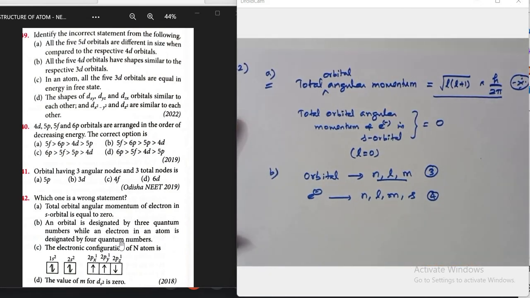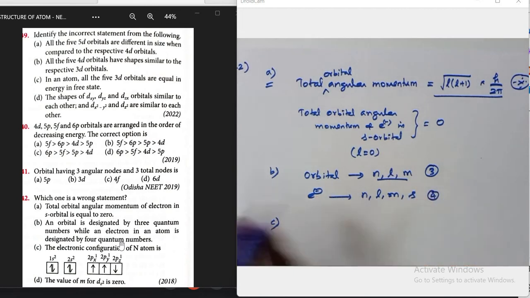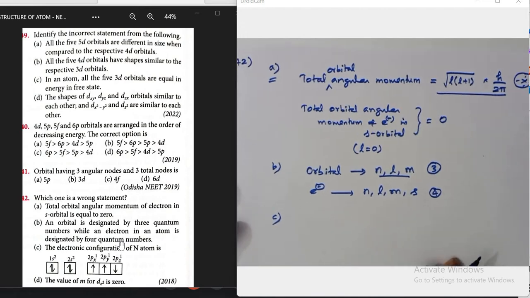It's a correct statement. And remember this information, very important. We designate orbitals with the 3 quantum numbers. We designate electrons in atom or electrons in orbital with the 4 quantum numbers. Okay. Then see option C.